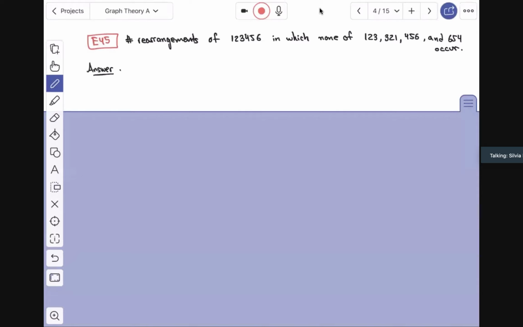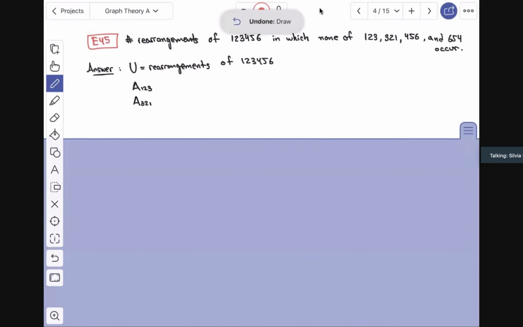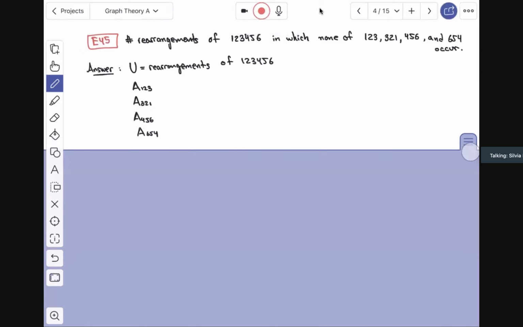So again, the first part is to get your sets U and the AIs correct. Right? So U is just going to be the rearrangements, your universe, right? So we're talking about rearrangements of 1, 2, 3, 4, 5, 6, no restrictions. And your A's are going to be your restrictions. So you don't want to have 1, 2, 3. You don't want to have 3, 2, 1. You don't want to have 4, 5, 6, and you don't want to have 6, 5, 4. Make sense?